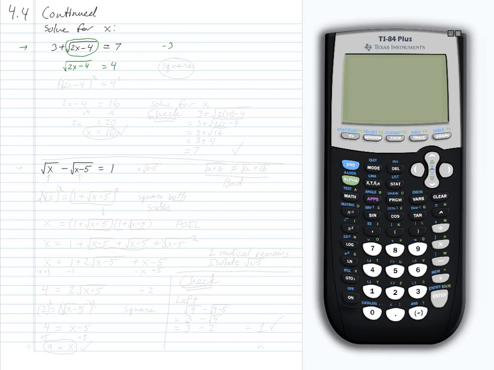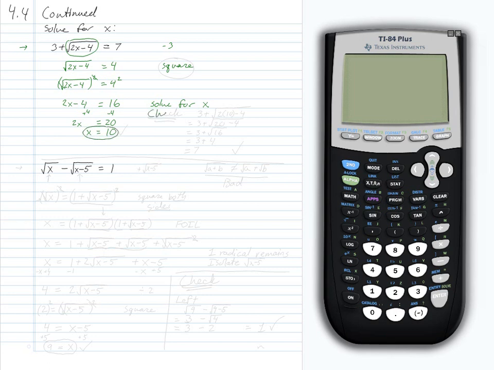Alright, well here I have a square root, so I need to square both sides. So if I square the square root of 2x minus 4, and if I square 4, I will cancel the radical and the square and get 2x minus 4 on the left. And if I square 4, I get 16 on the right. At which point I can solve for x. So adding 4 to both sides gives me 2x equals 20. And so it seems that x equals 10.